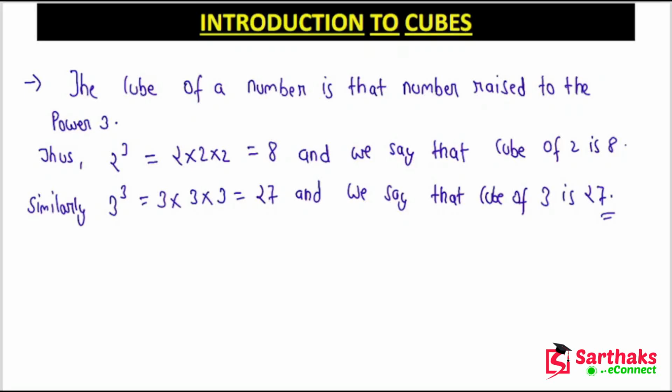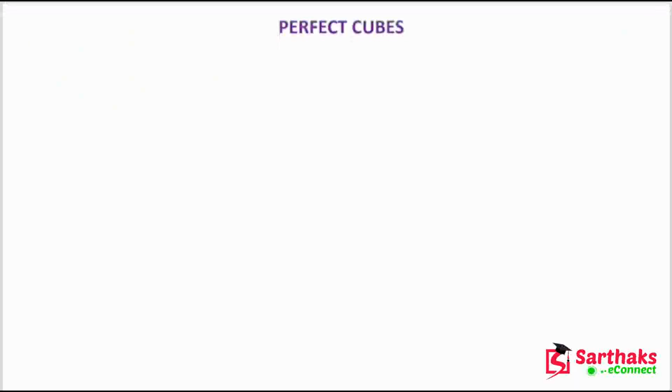So basically what a cube means is that when you multiply a number by itself thrice, then you get the cube of that number. Similarly, if you multiply any number twice, you get the square. So on the same principles we can define this cube. So cube of a number is nothing but that number raised to the power 3. Okay, so let us now talk about what are perfect cubes.